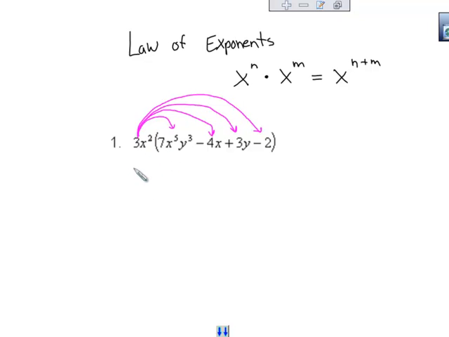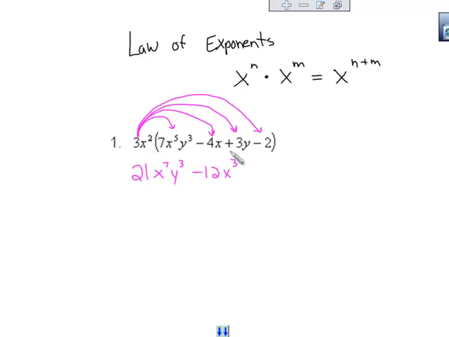So this first one is 3 times 7, which is 21. Now we have an x squared and we have an x to the 5th. So we're going to use that exponent rule that says when you multiply two like bases, you add their exponents. So it's 2 plus 5, which is x to the 7th power. Now this one doesn't have a y, but this one does, so you just bring that y to the 3rd power down. Second one, 3x squared times negative 4x. So you're going to start with the coefficients first. 3 times negative 4 is negative 12. Then we have x squared times x, which is x to the 3rd power, because this is 2 and this is 1.